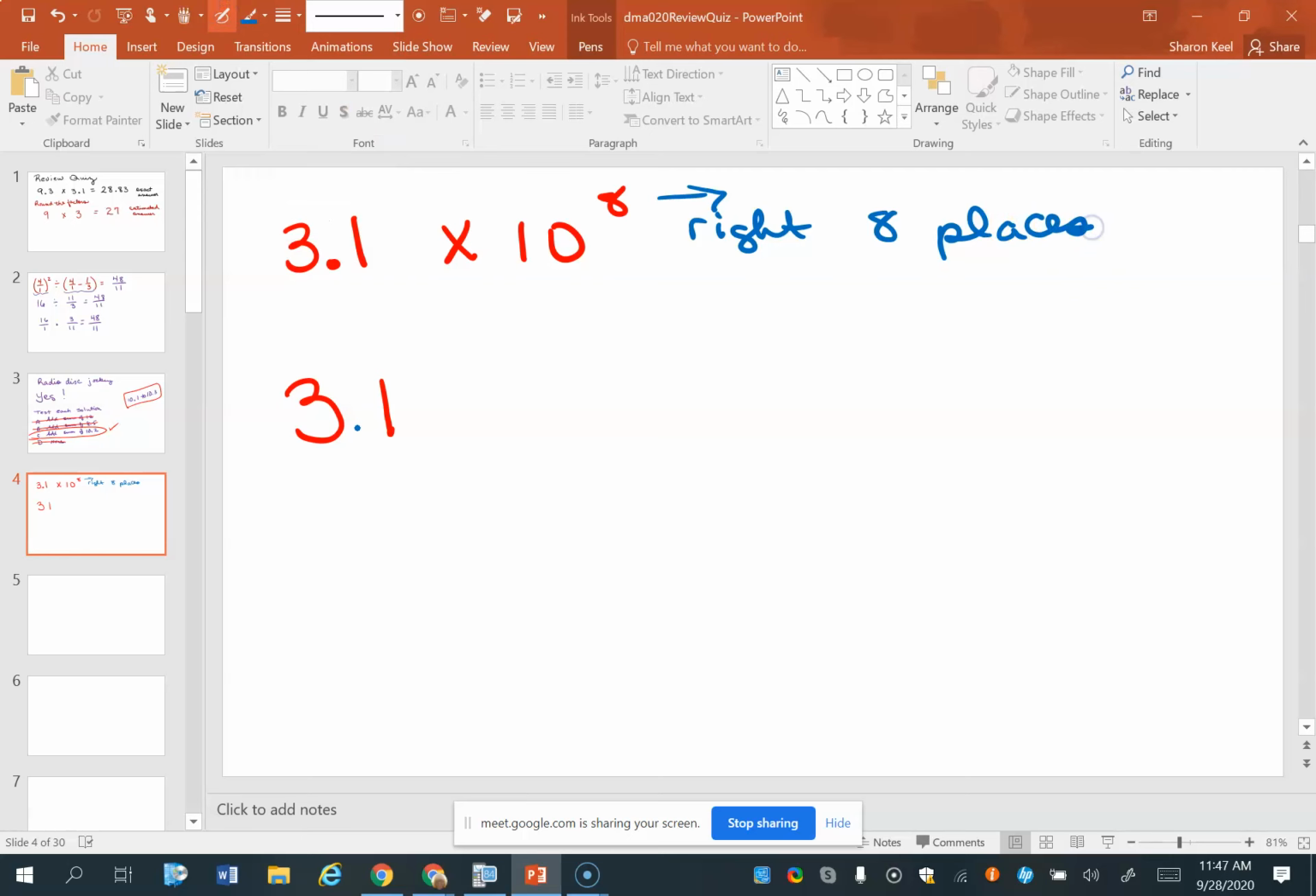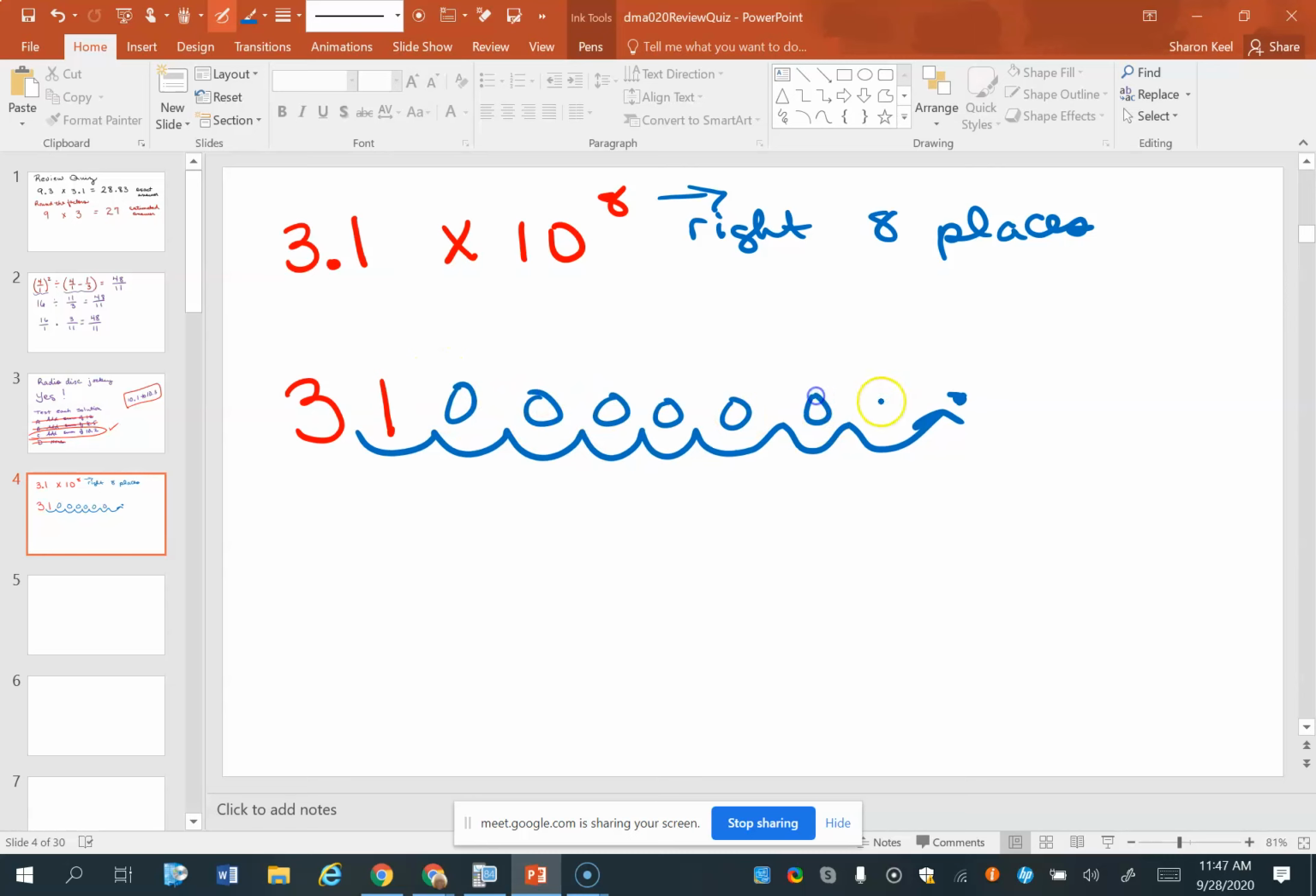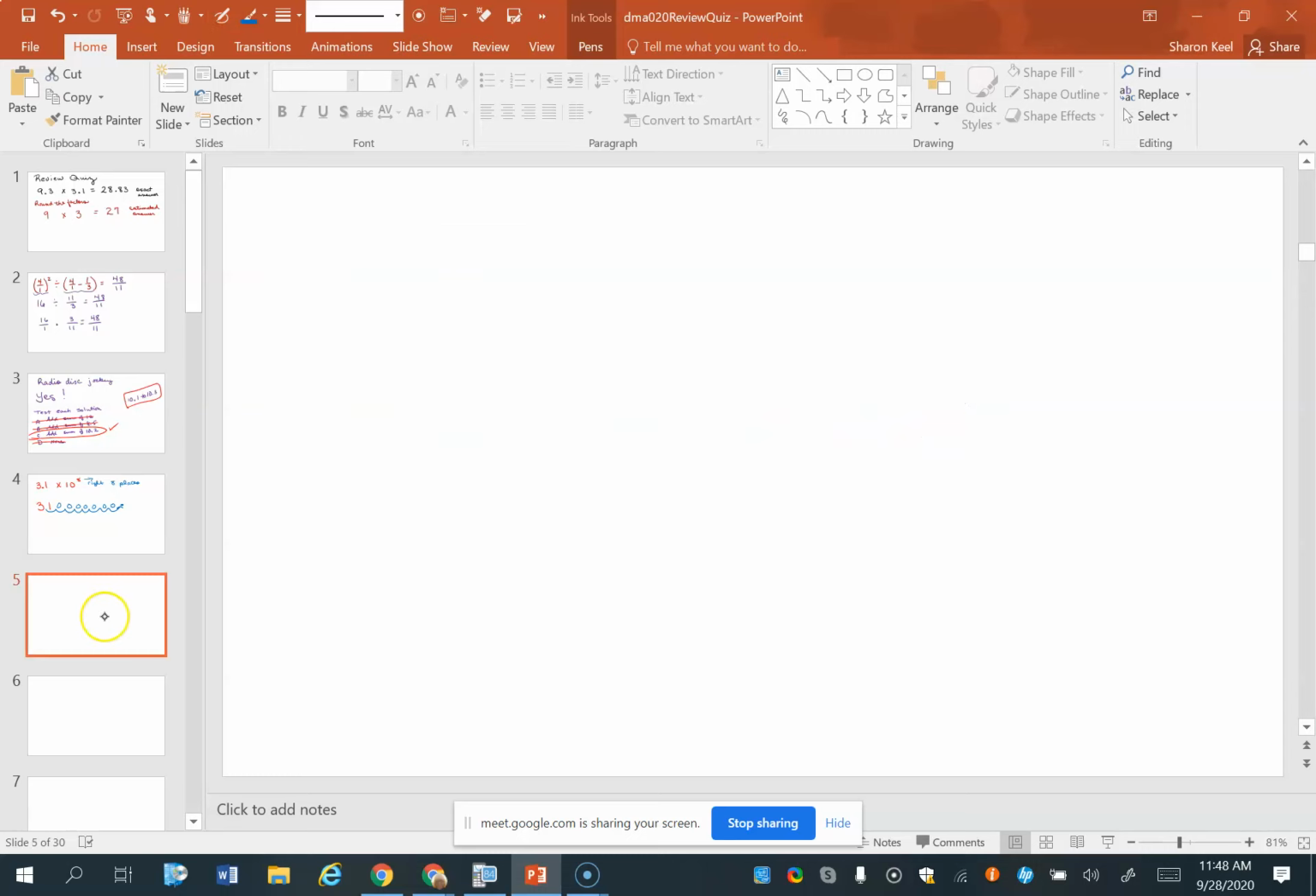One more time. 1, 2, 3, 4, 5, 6, 7. So the 1 took one place, and we're going to add in 7 additional zeros. And that gets us to the 8 places total for our standard notation.